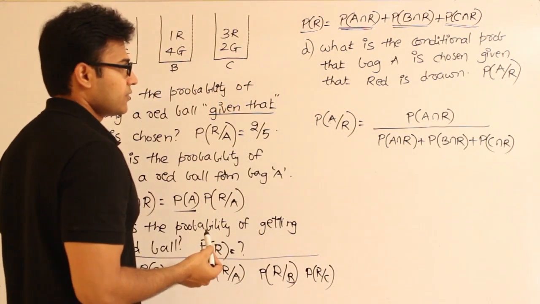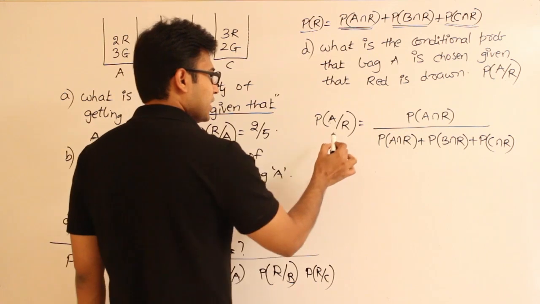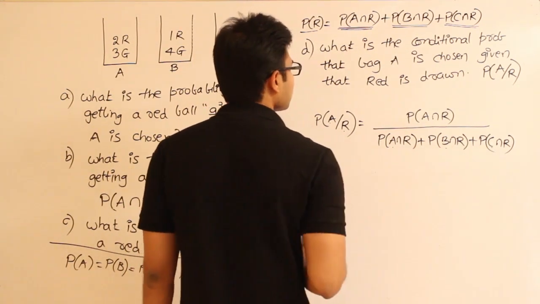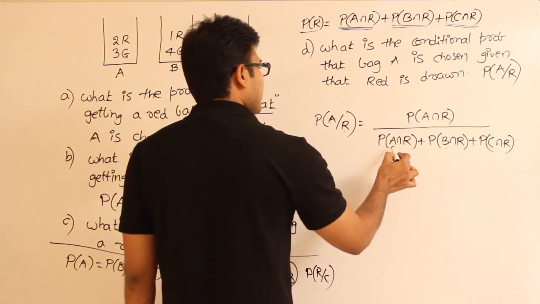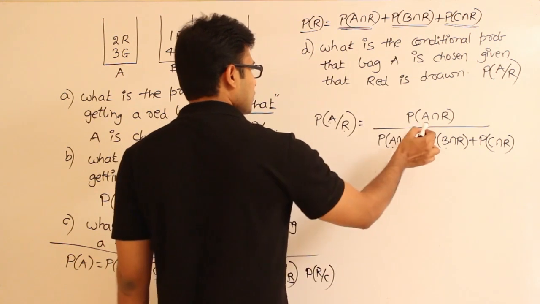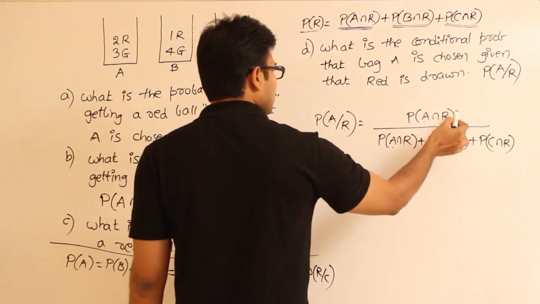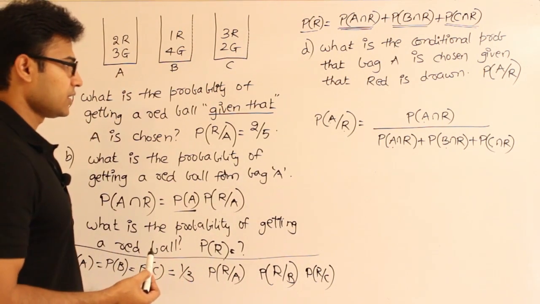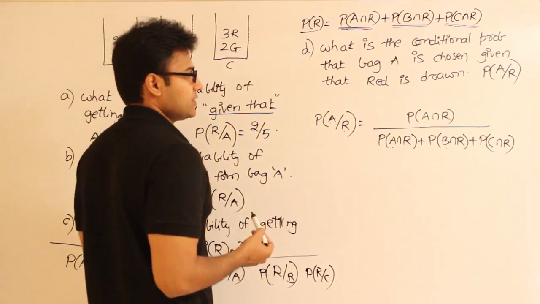Now they are asking, see, for the event R to occur, there are three sources, A, B and C, right? And now out of these three sources, what is the probability that the source would have been A? Now you take the source A and you divide by the total of the sources. Got it? Now I'll tell you why this is right.